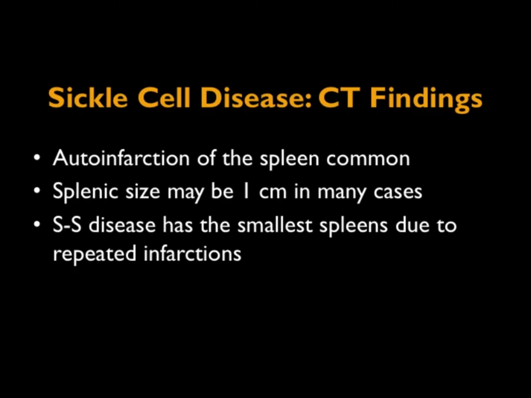Now, it's interesting, sickle cell really is, in a sense, one of the diseases that gives constant splenic infarcts. You typically will get autoinfarction of the spleen. Splenic size may be just a pittance, a little calcification after time. And sickle cell, SS disease, has the smallest spleens due to repeat infarctions and eventually autoinfarction. Things like sickle thalassemia can have larger spleens. They may contain no calcifications, or they may contain some calcifications.